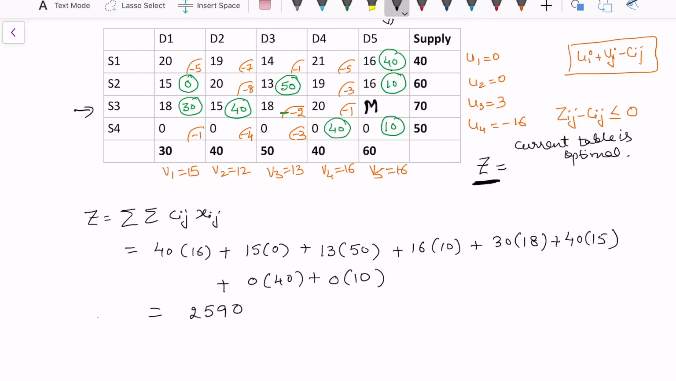So the current solution is optimal, and if there is no transportation from S3 to D5, this is considered as the optimal solution of the transportation problem.